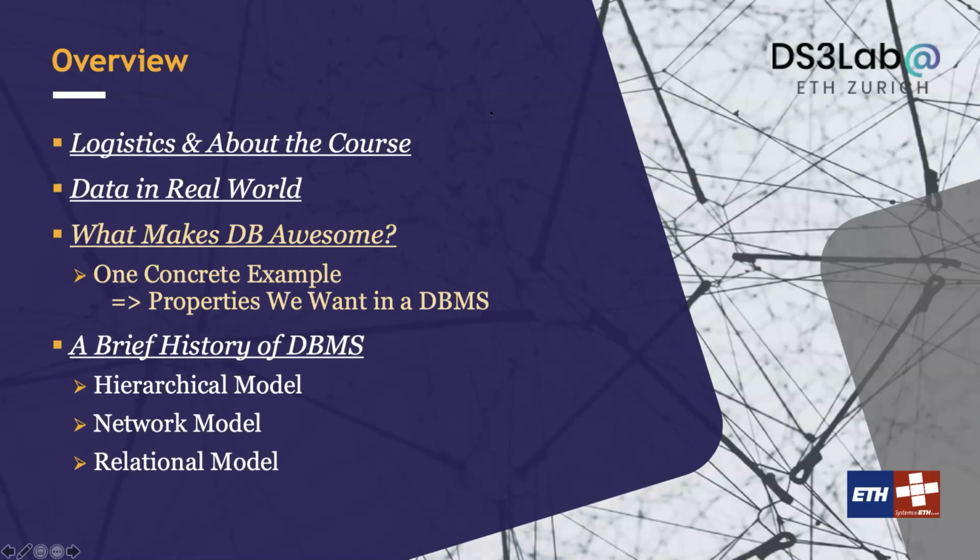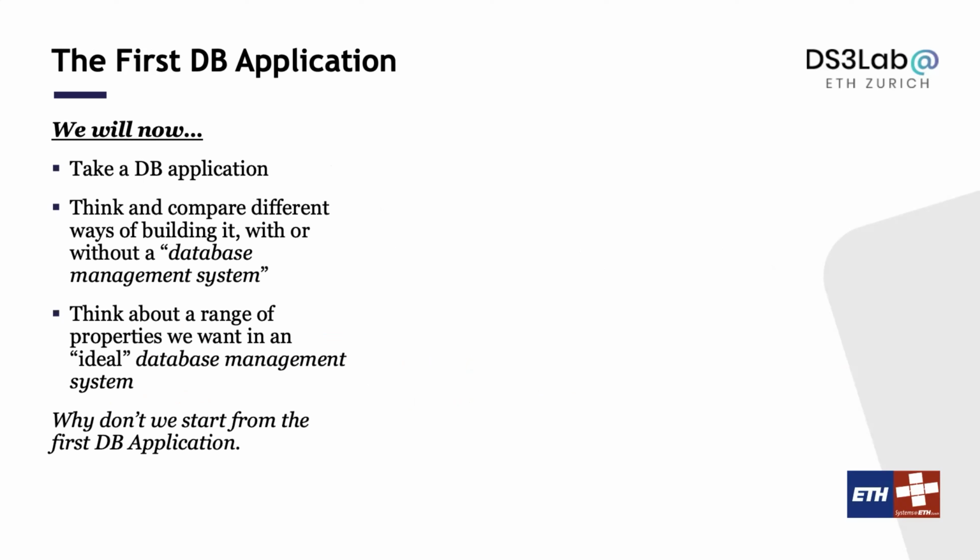Here we are going to look at one specific application, and we use that as an example to get some feeling about why a database is interesting and what properties we want. We will take this application and compare different ways of building it, either with a database system or without one. Hopefully that can lead to a range of properties that we want in ideal database management systems.